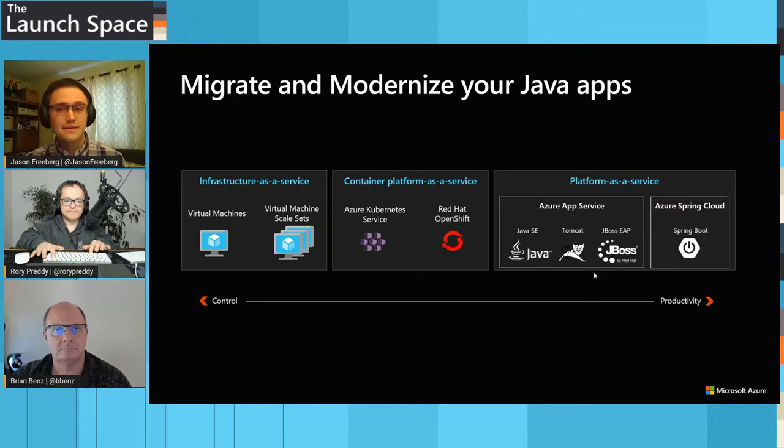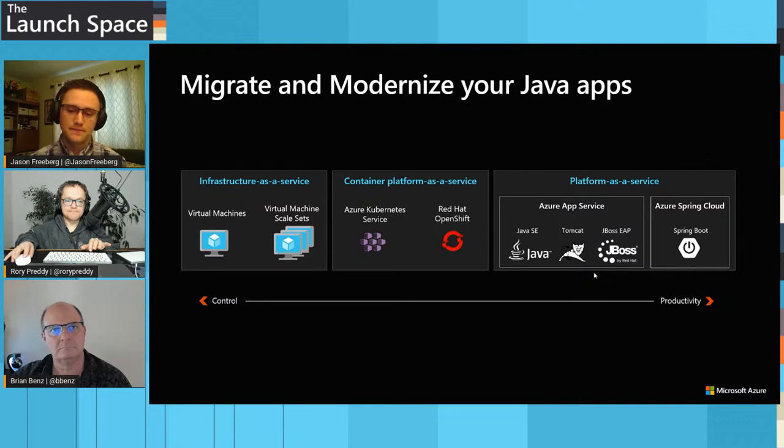Now, on the other hand, if you don't leverage containers and you don't want to be in the business of managing virtual machines, you can use a platform as a service offering like Azure App Service, which has options for Spring Boot applications and other embedded servlet apps, Tomcat applications, and now JBoss EAP, which we'll talk about more in a little bit. And then, like I mentioned before, there's also Azure Spring Cloud if you're doing microservices with Spring Boot applications.